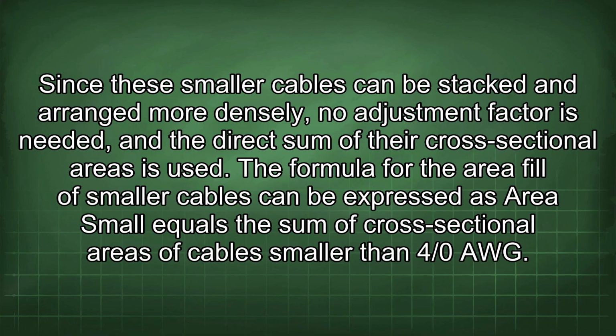Since these smaller cables can be stacked and arranged more densely, no adjustment factor is needed and the direct sum of the cross-sectional areas is used. The formula for the area fill of smaller cables can be expressed as area small equals the sum of cross-sectional areas of cables smaller than 4/0 AWG.